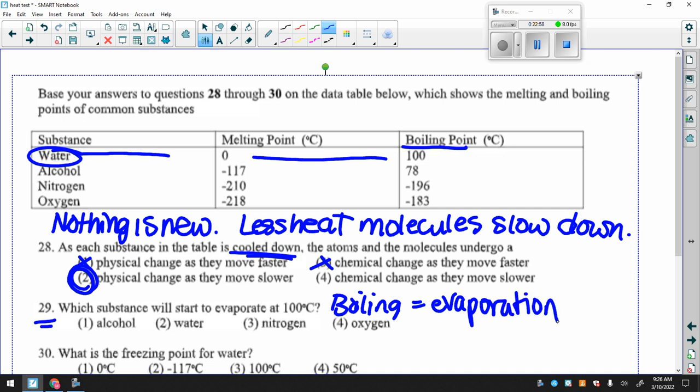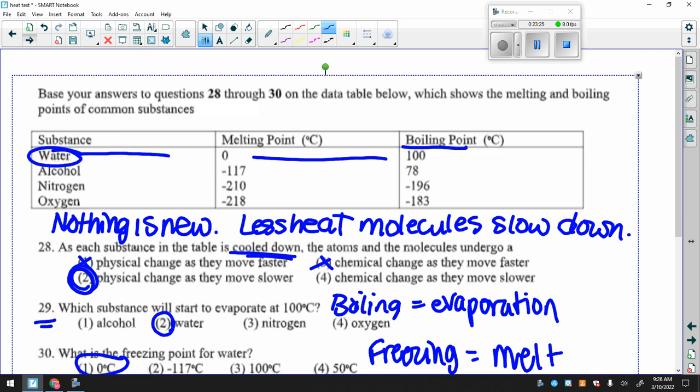All right. What is the freezing point for water? Freezing point and melting point are equal. Freezing and melting are equal. They're the same thing. So what's the freezing point for water? 0. All right. Let's go. 29 is water because boiling equals evaporation.